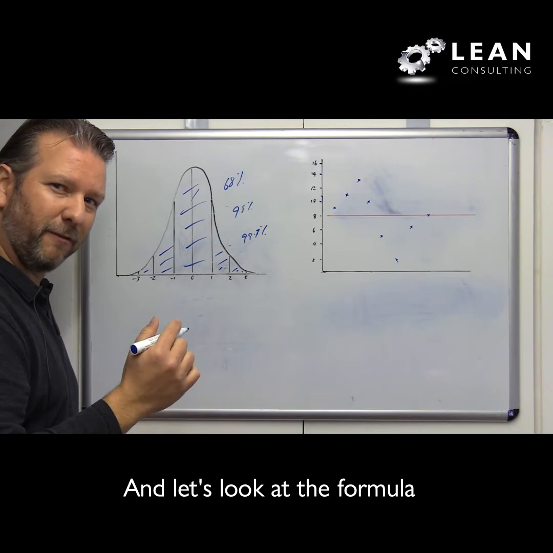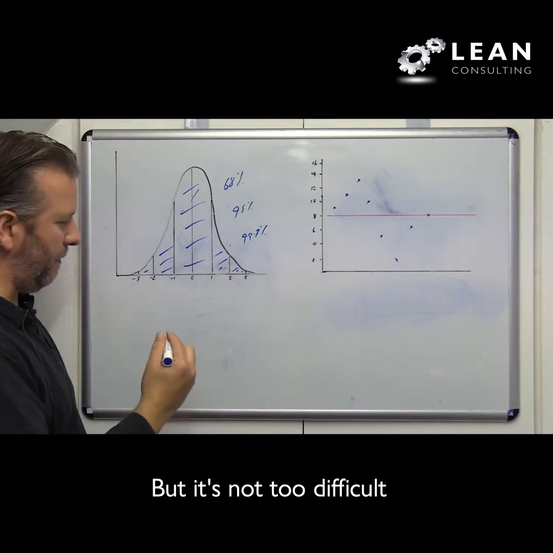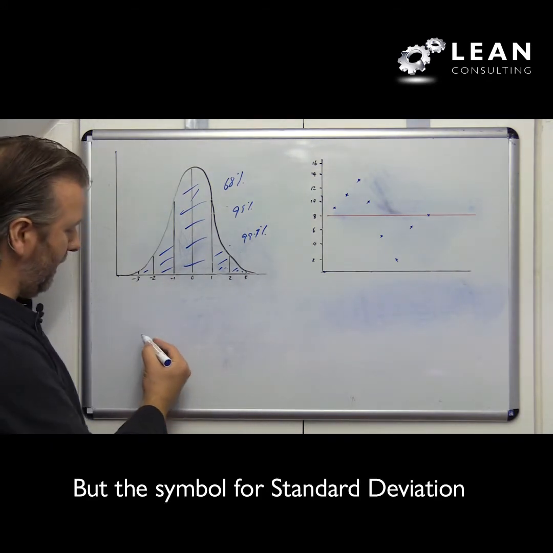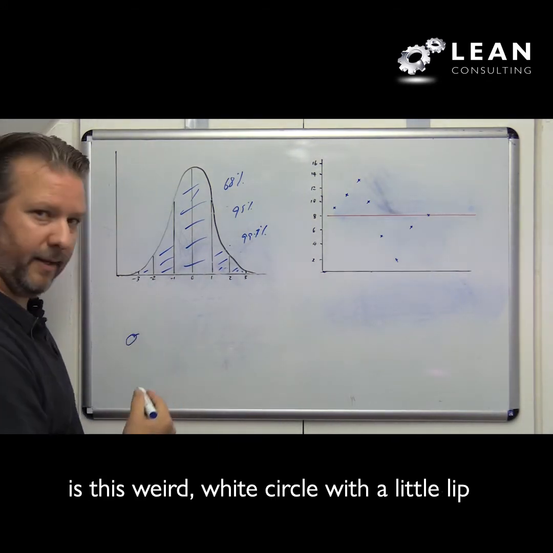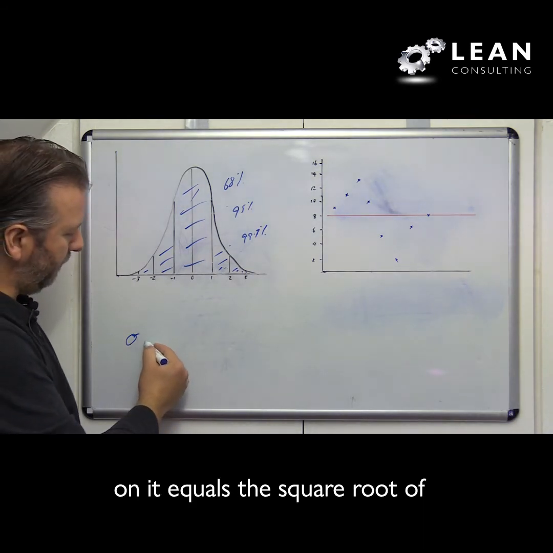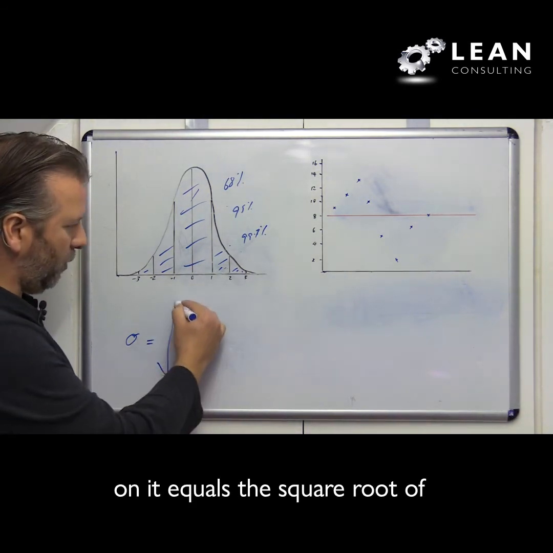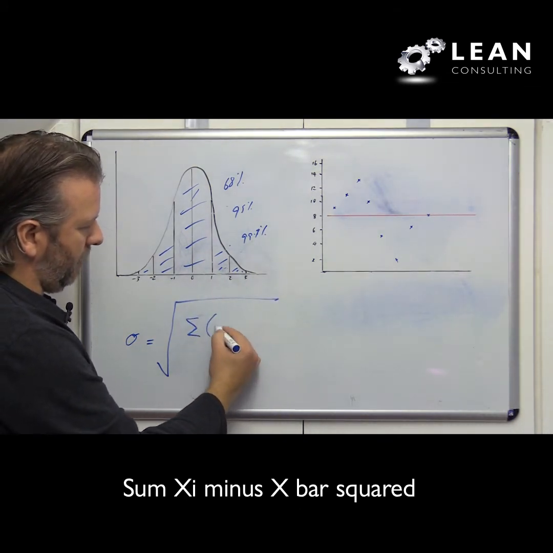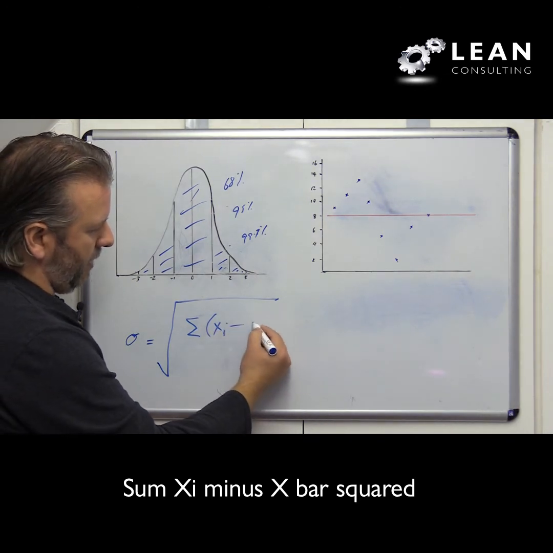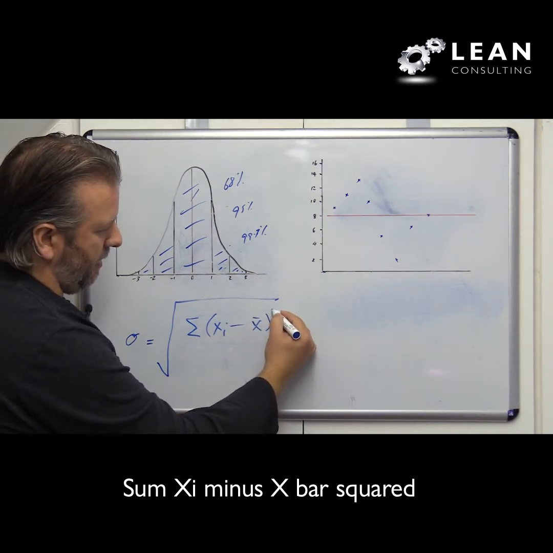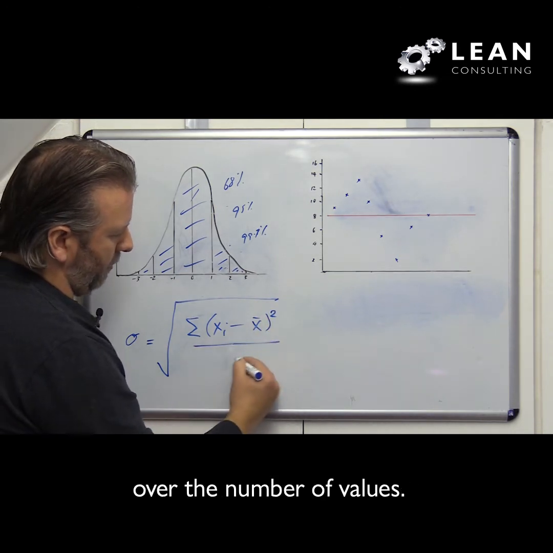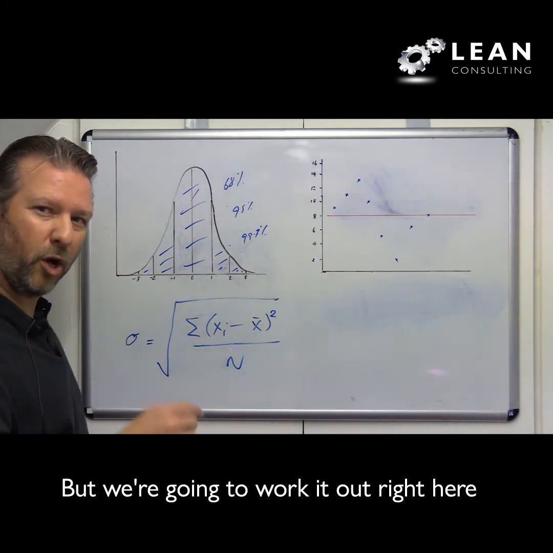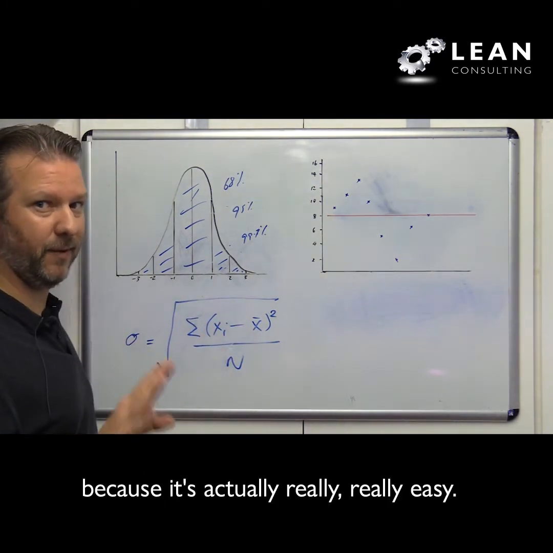And let's look at the formula now, because it's kind of horrific, but it's not too difficult if you can understand it. So we're going to go through how this formula works. The symbol for a standard deviation is this weird circle with a little lip on it, equals the square root of the sum of xi minus x bar squared over the number of values. Right? So it's a pretty horrible looking formula, but we're going to work it out right here on this whiteboard because it's actually really, really easy.